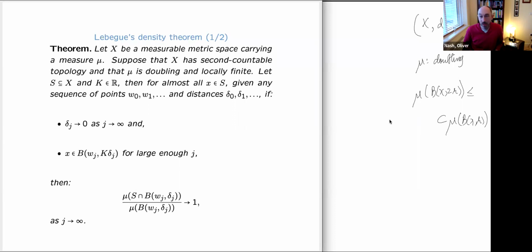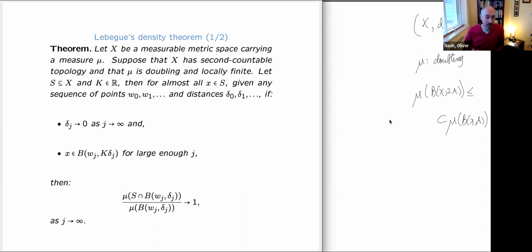You've got a metric space, you've got a measure, and it's doubling, so it's got this property. That's quite a lot of measures. It's not all measures, but it's a reasonably respectably wide class. All Riemannian manifolds, for example, their measures would be doubling.